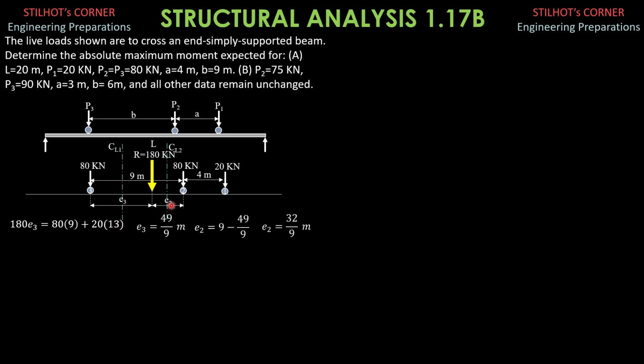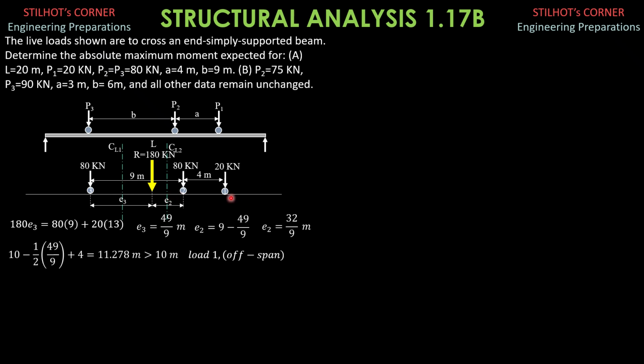So let's evaluate 9 minus E3 over 3, which is this distance here, the distance from center line 1 to the 80 load, then plus 4. So 9 minus one half of E3, one half of 49 over 9, plus 4 is 11.278, which is greater than half the length of the beam, which is 10. Therefore, the 20 kilonewton load will be off span. Load 1 will be off span if the absolute maximum moment occurs under load 3. So it fails. It will not occur under load 3. It will surely occur under load 2.